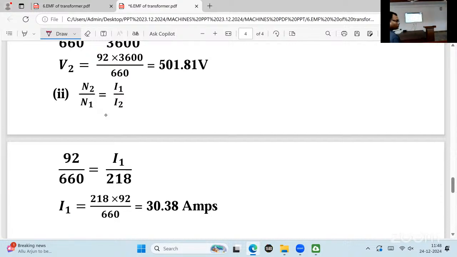Okay, right. You have confidence now. So these are the problems you will get on the transformer. So we have completed DC generator, DC motor, and transformer. Three we have completed.